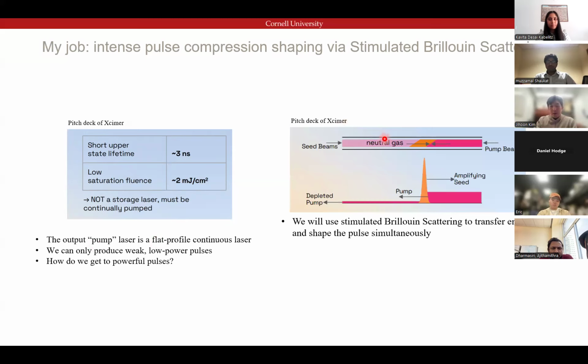Another thing, I hope they really don't sue me. So you have a neutral gas and you have a seed beam counterpropagating a pump beam. And via this process known as stimulated Brillouin scattering, which I'll explain in the next slide, the pump beam can transfer energy to the amplifying seed. And also, as I found out, or maybe some other people also found out, it can do the job of transferring energy to amplify and also shape the pulse.